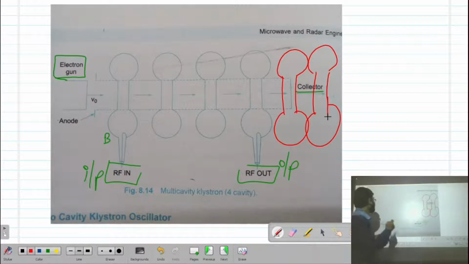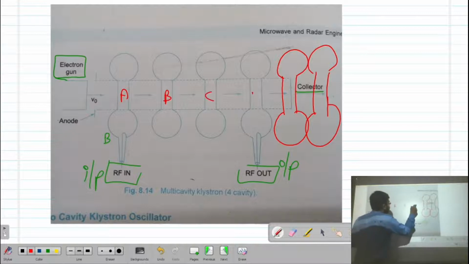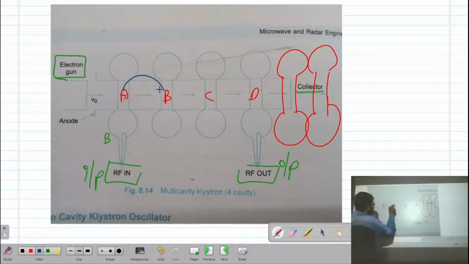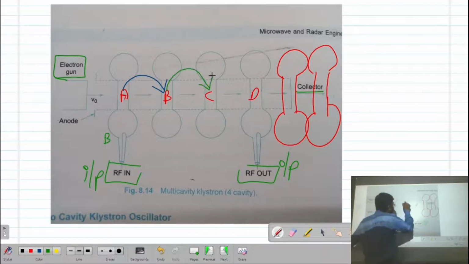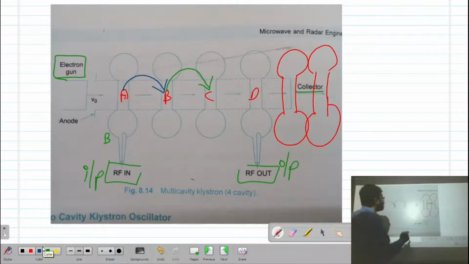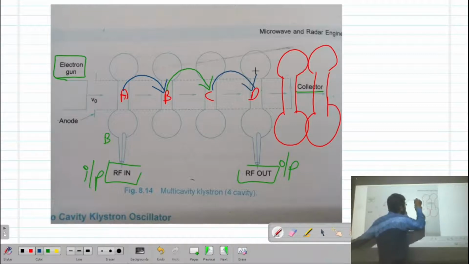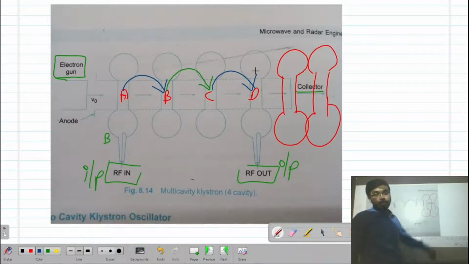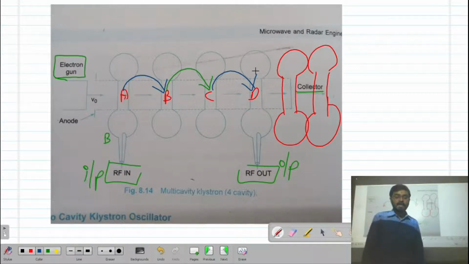Remember, this is gap A, this is B, this is C, this is D. The signal at A will be amplified at B and given to B. Further, the signal at B is amplified and given to C. It has double amplification. And again that signal is amplified and given to D. So it will have triple amplification, and that is why it will have very high power. So this was all about the multi-cavity klystron.